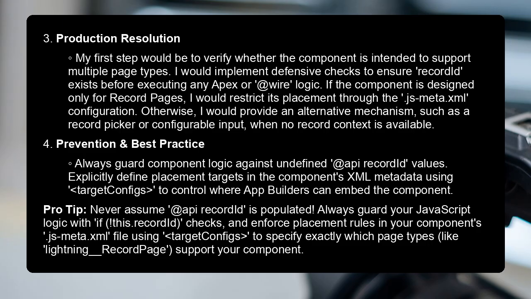4. Prevention and best practice. Always guard component logic against undefined @api recordId values. Explicitly define placement targets in the component's XML metadata using the targetConfigs tag to control where app builders can embed the component. Pro tip: never assume an @api recordId is populated. Always guard your JavaScript logic with if (!this.recordId) checks, and enforce placement rules in your component's .js-meta.xml file, using the targetConfigs tag to specify exactly which page types, like lightning__RecordPage, support your component.